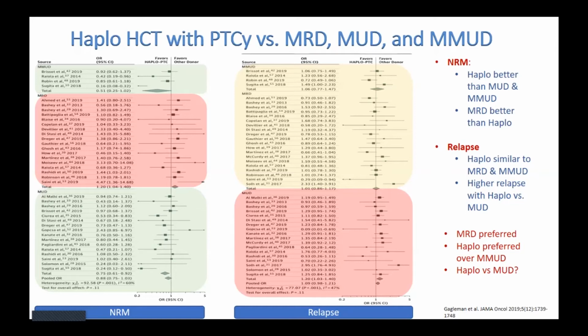The risk of relapse, however, after haplografts is similar to the sibling donors and mismatched unrelated donors, but the risk of relapse was higher after haplotransplant compared to the unrelated donor grafts. So how to summarize all this? Matched sibling donor is still preferred. Haplo donors are definitely preferred over mismatched unrelated donors. Haplo versus MUD is a hotly debated question. Ongoing CTN trials are looking to answer this question.